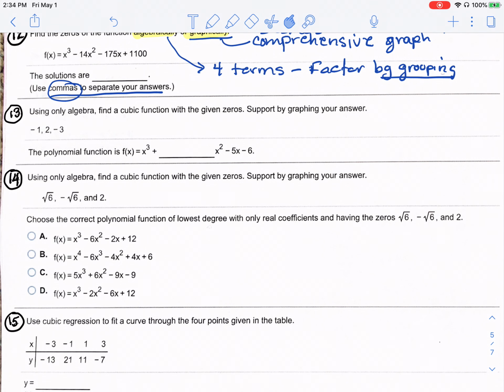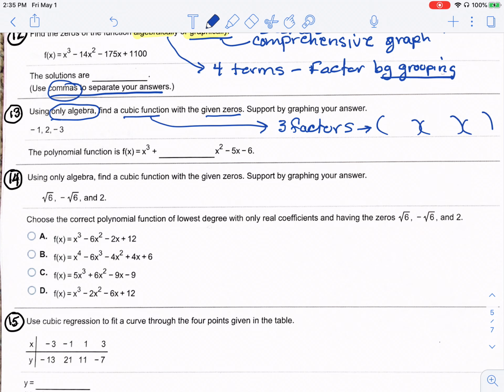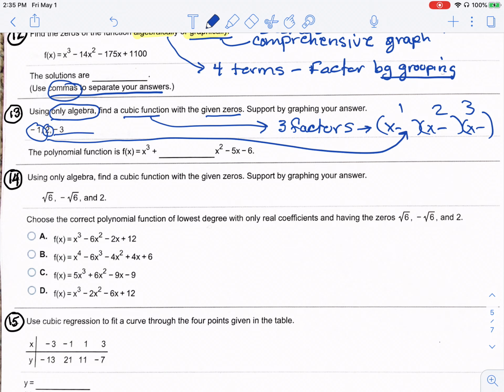13, we're going to start going backwards. 13 says use only algebra to find a cubic function with the given zeros, which means, since cubic means we have 3 factors, we're going to have 3 sets of parentheses. In those 3 sets of parentheses, we're going to have an x minus, and an x minus, and then we're going to use these numbers over here, the roots that they gave us. We got the -1, we got the 2, and it doesn't matter which order you put these in.